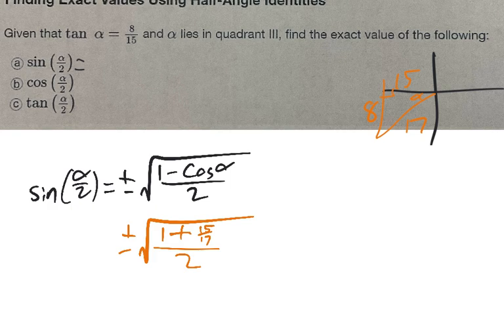So, let's think about this. I don't know how they explain it. They may explain it differently, and if you remember, chime in. Here's my thought process. I don't really know what alpha is, but it put me in quadrant 3, which means it's between 180 and 270.